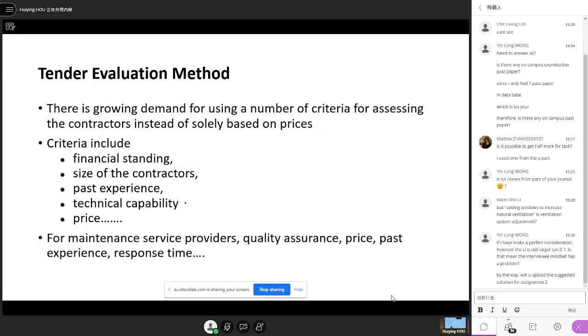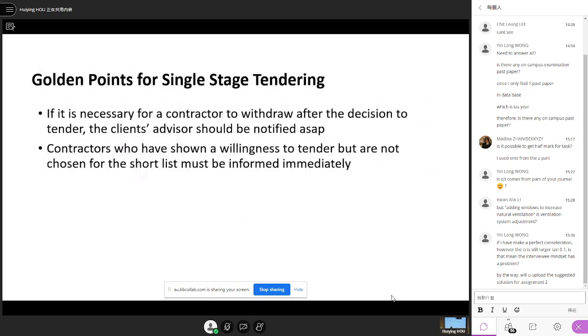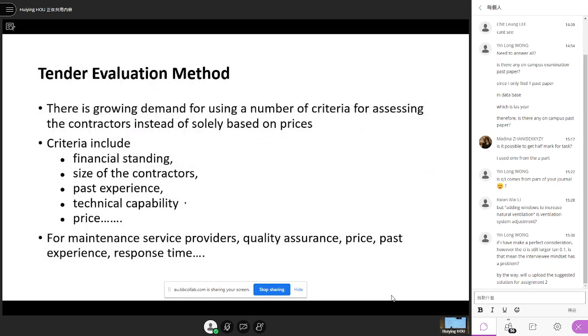Tender evaluation method. How do we evaluate the proposed tendering, or how do we evaluate the possible contract? Because when you conduct tendering, the tenderer will submit the proposed contract details. How do we evaluate those contracts or their tendering documents?